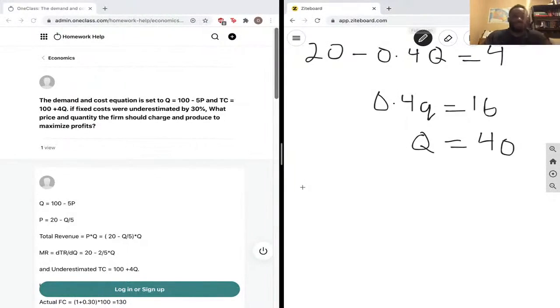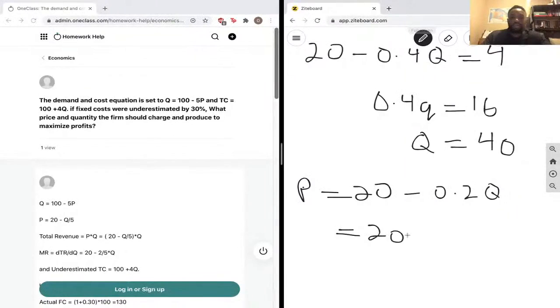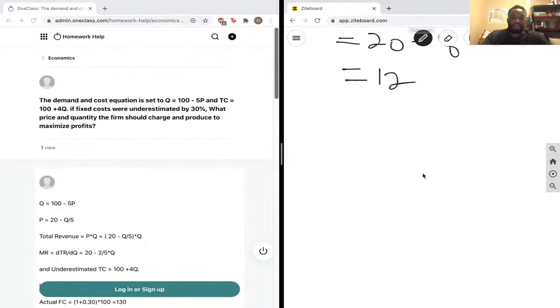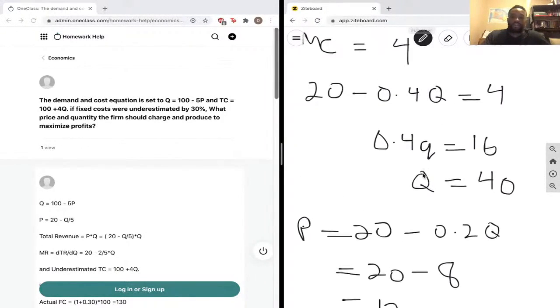And once we have our Q, we have to sub that back into the price function, which, as we remember, is 20 minus 0.2 Q, and that's equal to 20 minus 0.2 multiplied by 40, which is 8, and that equals 12. And with that being said, we're saying the firm should charge a price of 12 and a quantity of 40.